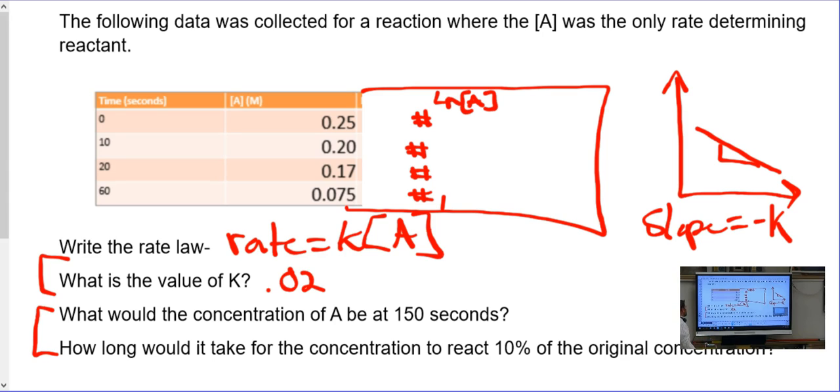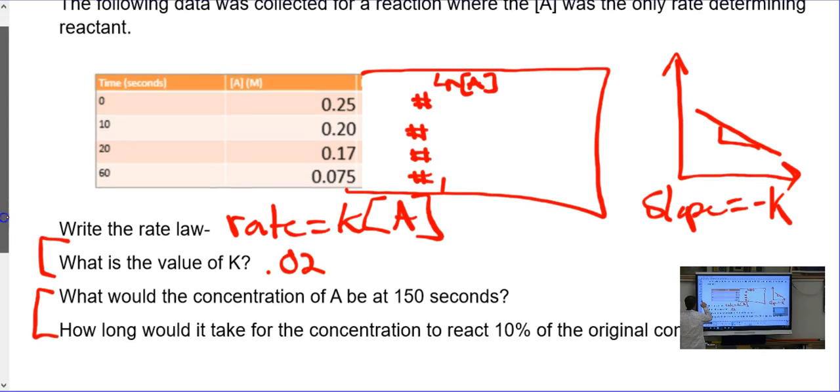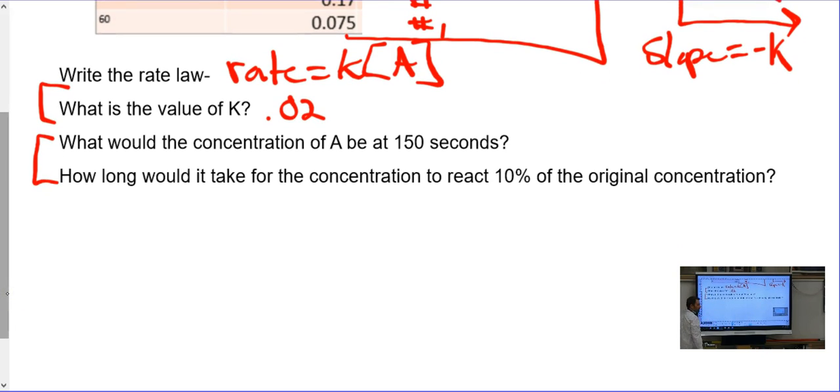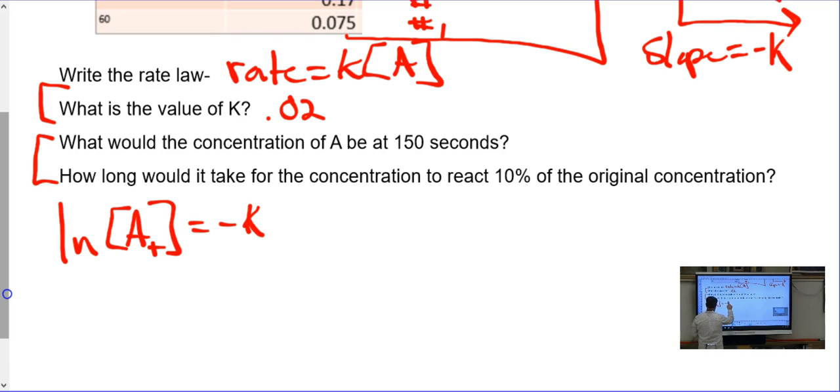All right, what would the concentration of A be at 150 seconds? So we need to know the first order rate law. So you had this. And we're going to have to algebraize that thing right there, right? So the rate law says the ln of A_t equals negative kt plus the ln of A naught. We all right with that?